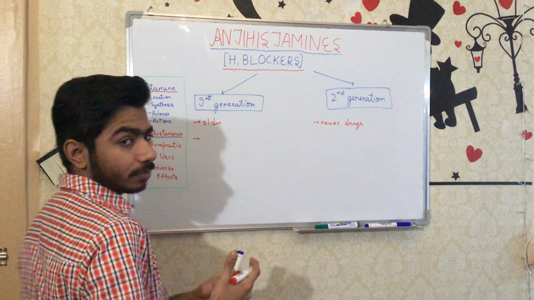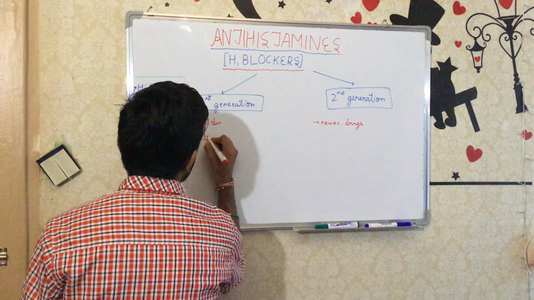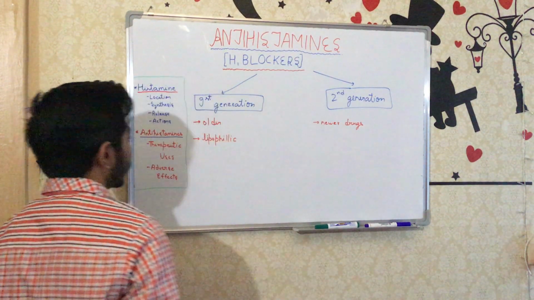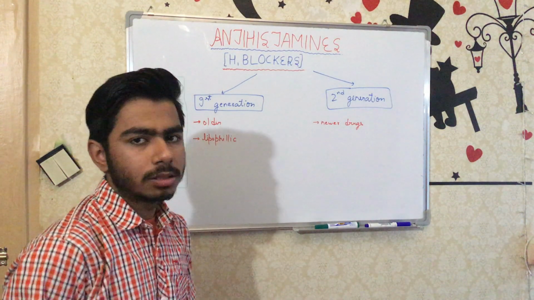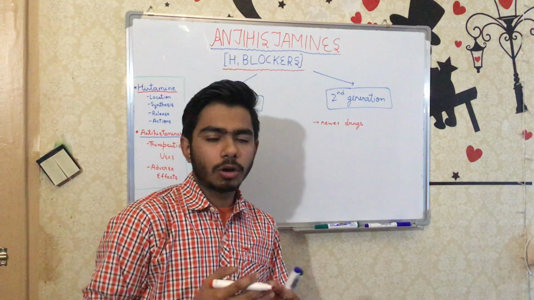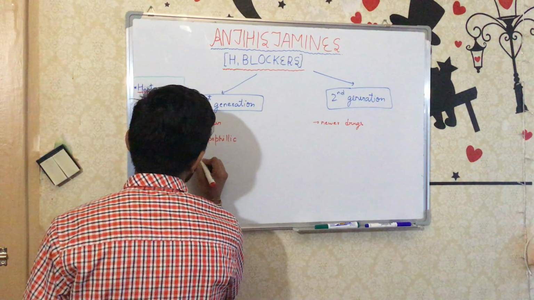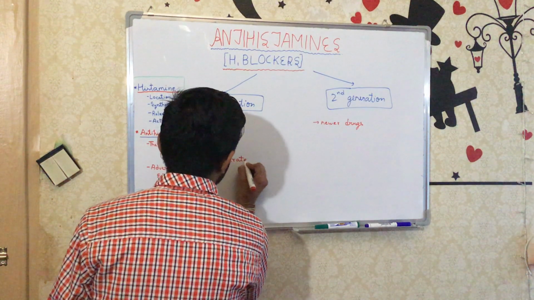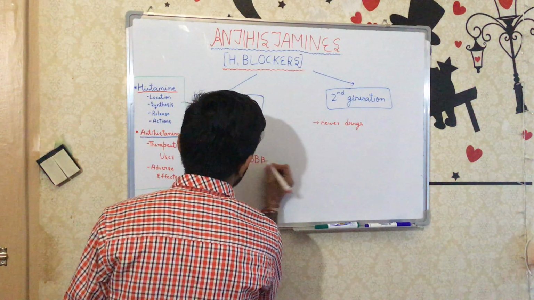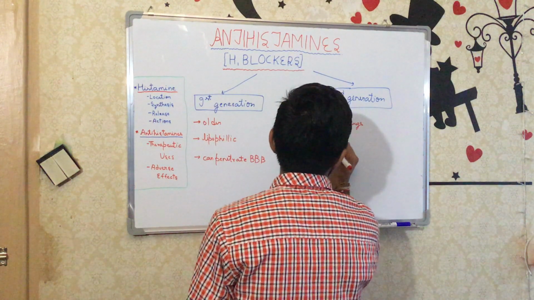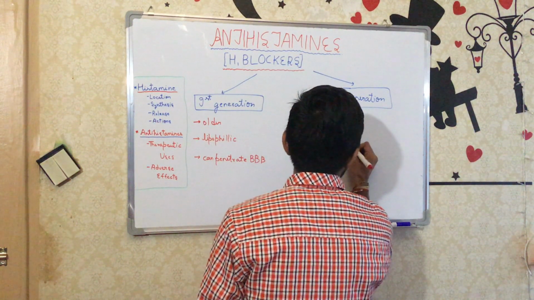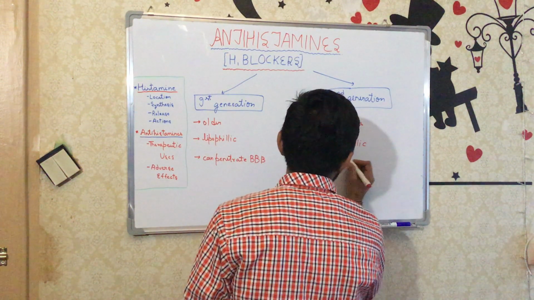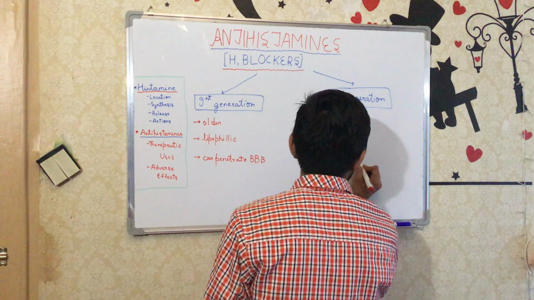The first generation drugs are more lipophilic, which shows that they can easily pass the placental membranes. For example, they can cross the blood-brain barrier. As they are lipophilic, they can penetrate the blood-brain barrier. Second generation drugs are not so lipophilic, so they usually do not cross the blood-brain barrier.